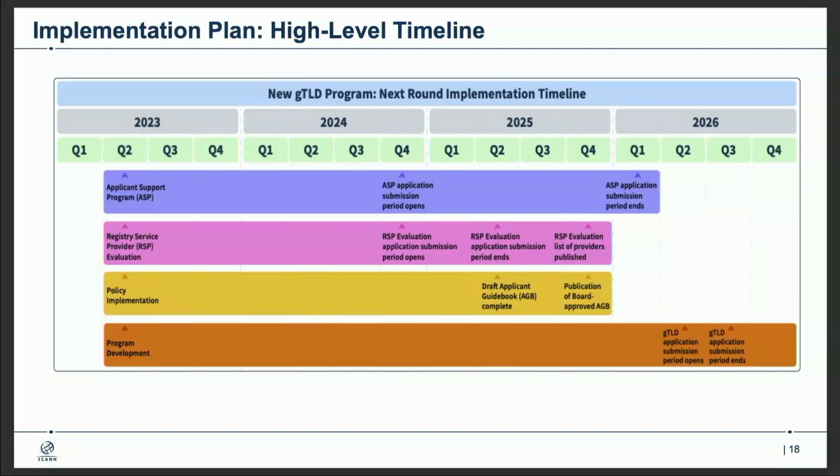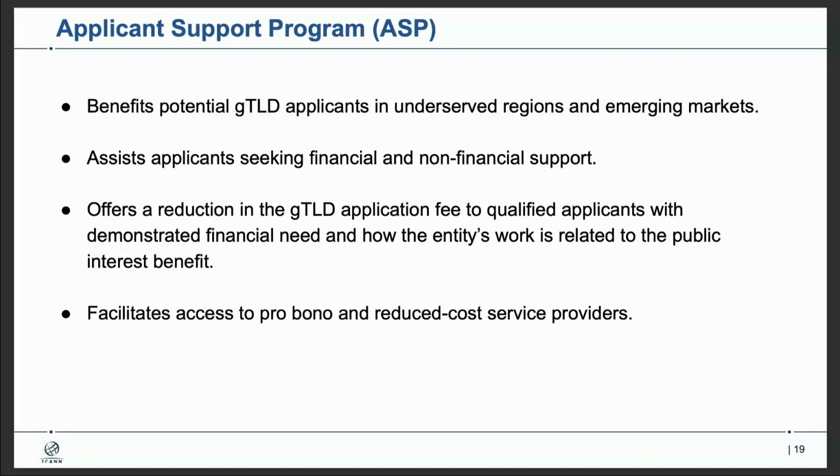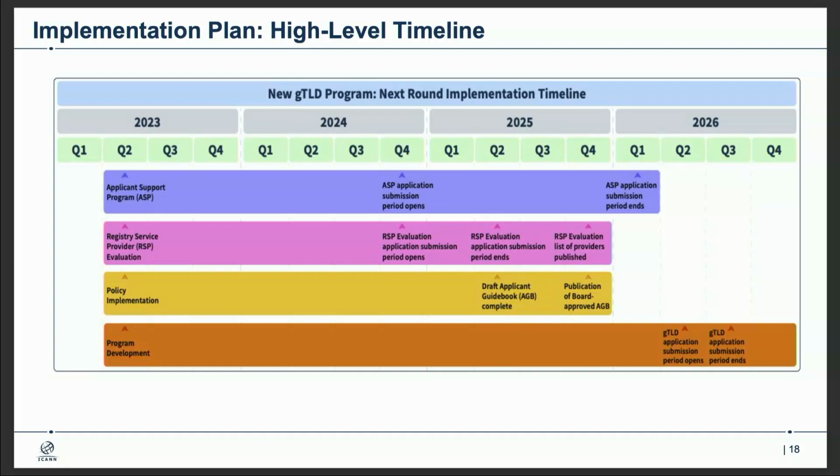And it will allow you to do many things. But I wanted to focus a little bit more on the key timelines that you might want to pay attention to. So if you look at these 4 important years, 2023, 2024, 2025, and 2026, there are certain milestones that we are targeting to launch certain components of the next round. So you will notice that in Q2 of 2024, around November, we'll be launching something called the Applicant Support Program.